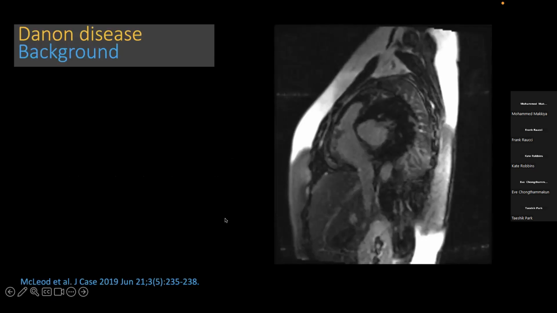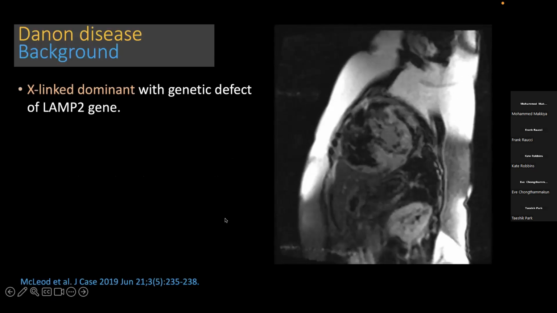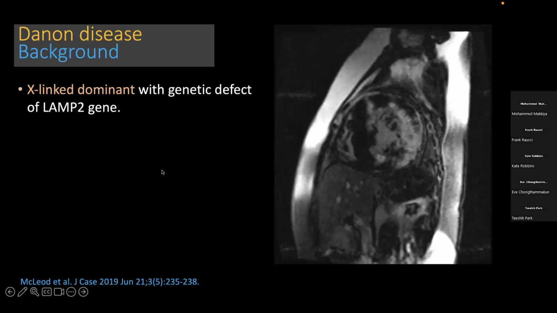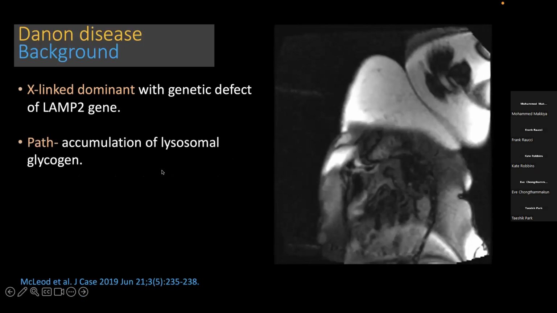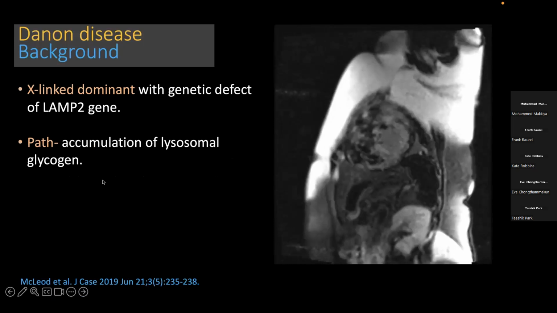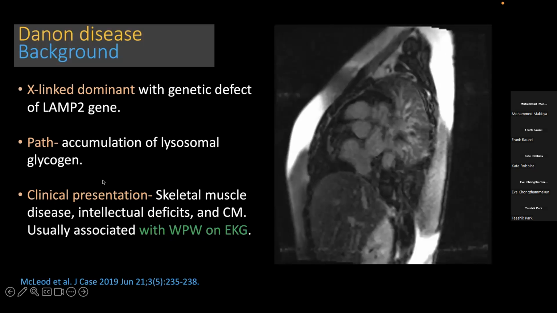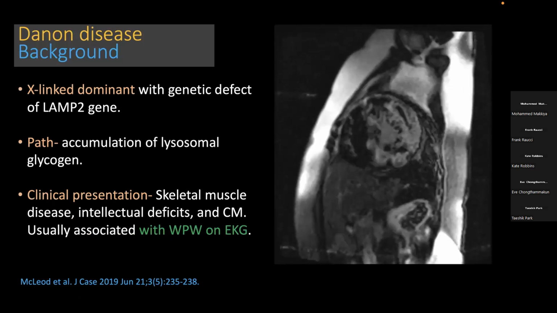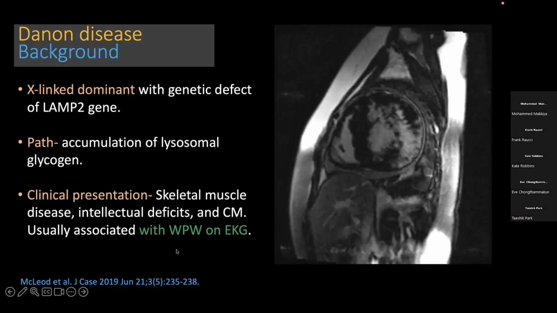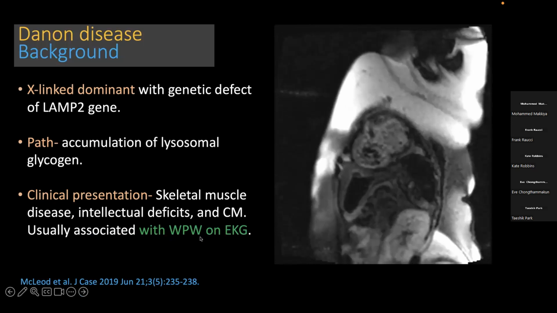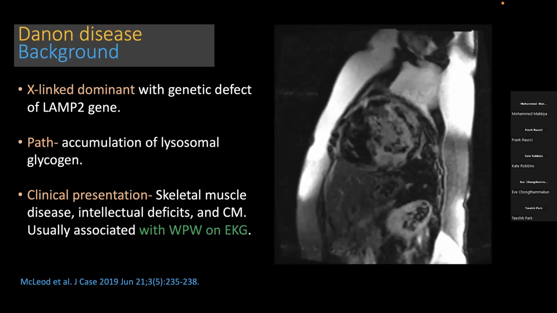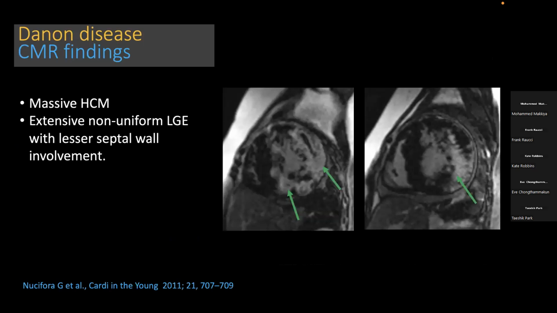And let's talk about Danon disease. It's an X-linked dominant disease with a genetic defect of the lysosomal associated membrane protein gene. It's one of the lysosomal genes, and as a consequence, those patients develop lysosomal accumulation of glycogen. Usually they present with a triad: skeletal muscle disease, myopathies, intellectual deficits, and cardiomyopathy. The reported EKG association is pre-excitation syndrome or Wolff-Parkinson-White syndrome, seen in young adults. These are characteristic features.